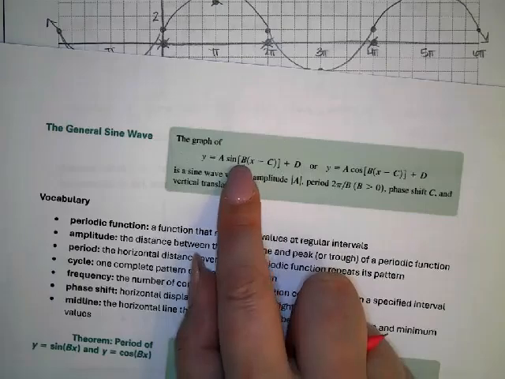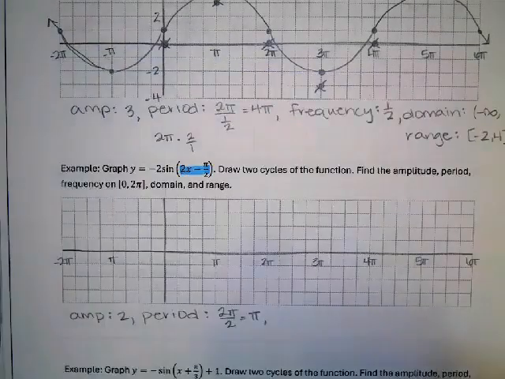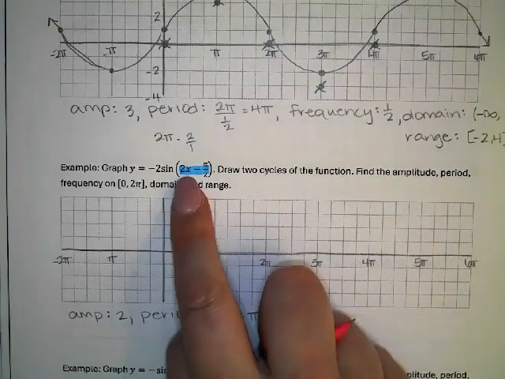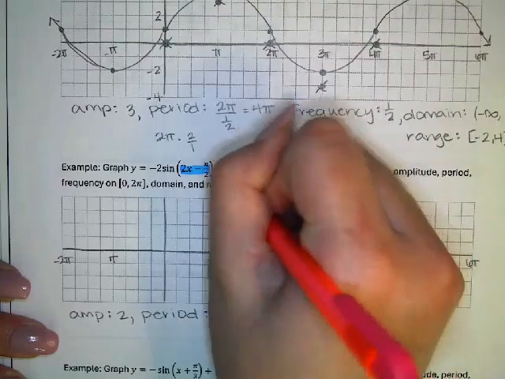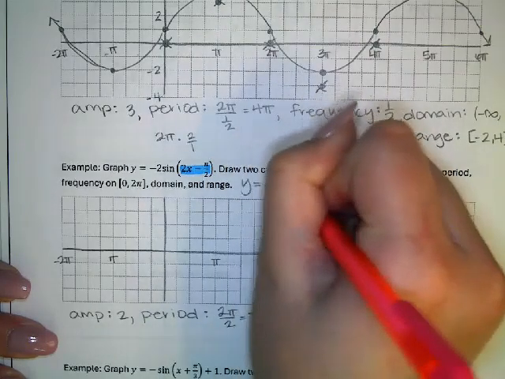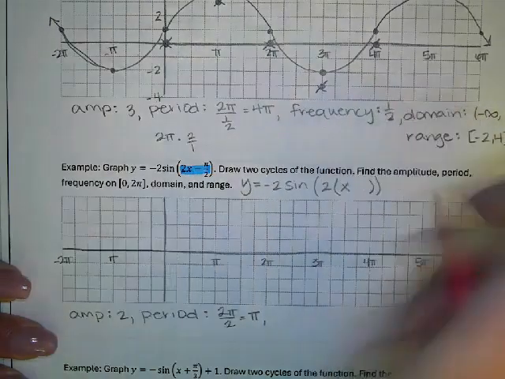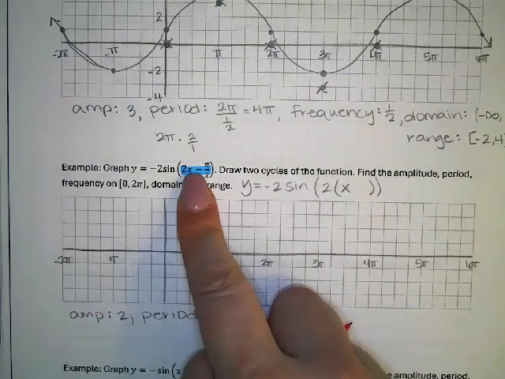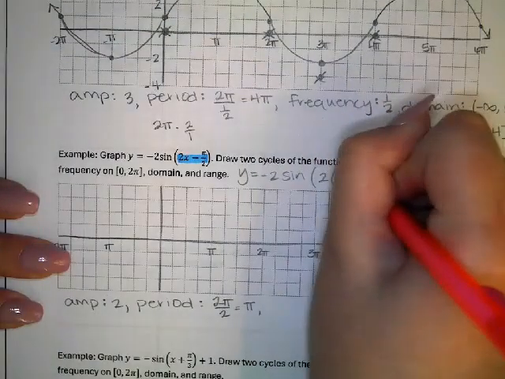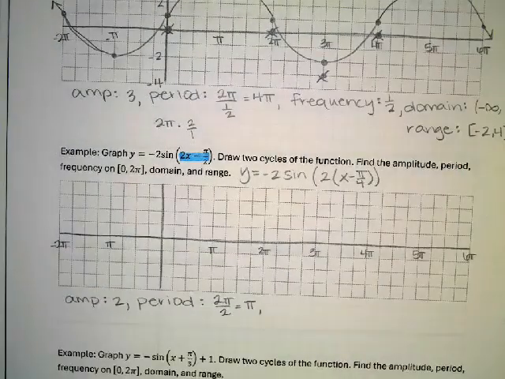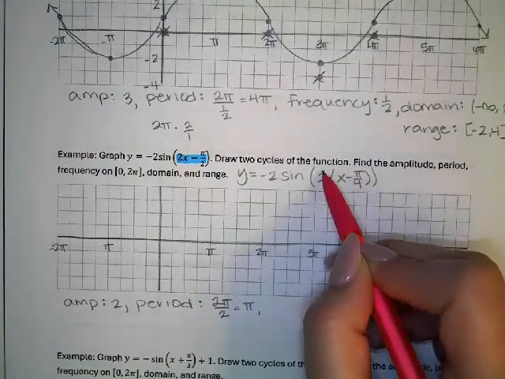So here I'm going to have to factor a 2 out of pi halves. So I'm going to say I have y equals -2 sine, and I'm going to factor a 2 out. Pi halves divided by 2 is pi fourths. So this is pi fourths. Another way to think of it is you want to make sure that if you multiply 2 times 1/4, it's going to give you 2/4, which is going to bring you back to 1/2. Okay, so this is what we're graphing.